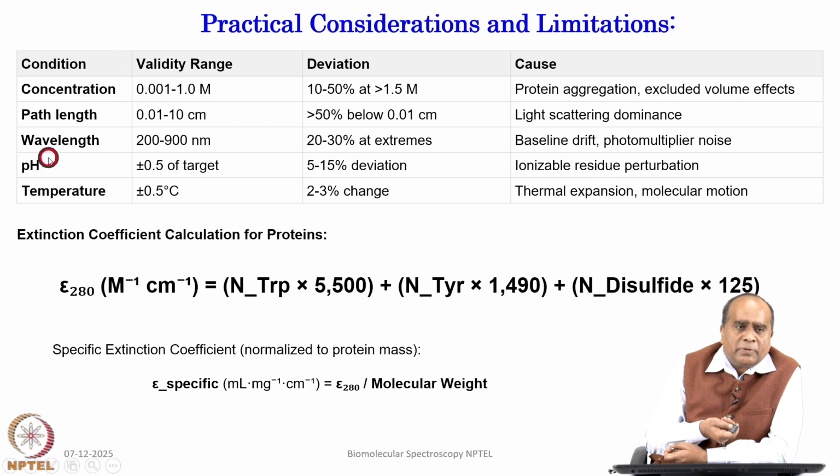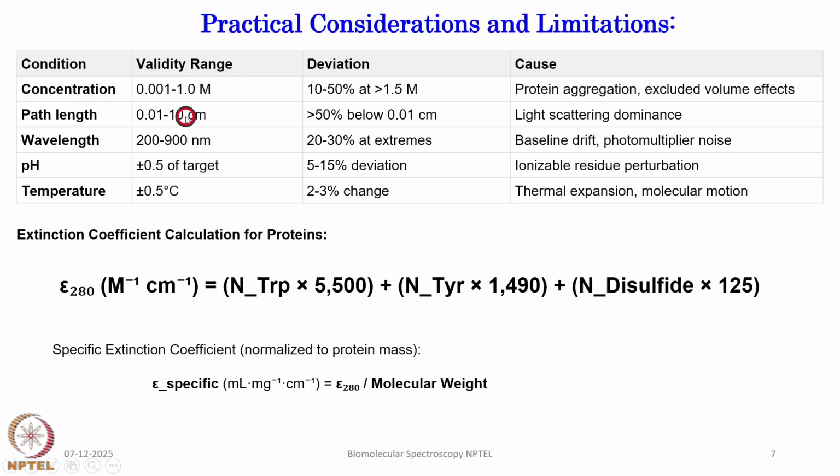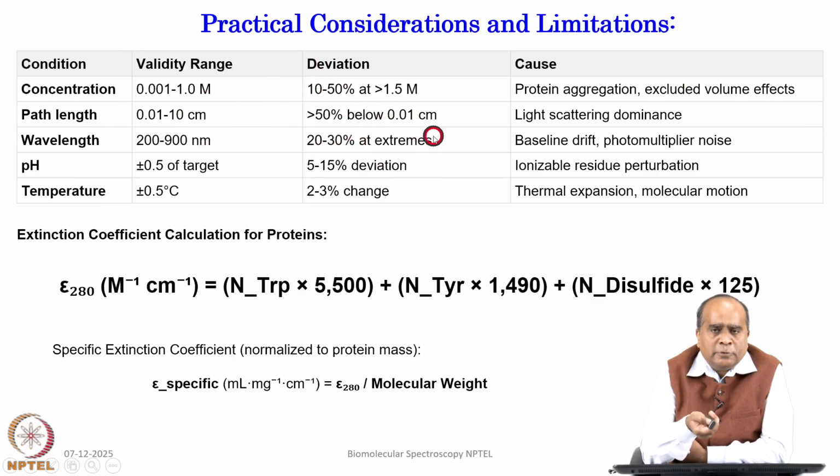So, that is what we do. Now the practical concentration and limitation of UV visible. When the concentration is high, the deviation is 10 to 50% at 1.5 millimolar, and this can basically happen because of protein aggregates or excluded volume. The path length that we are going to take is basically the shorter path length. Now, deviation can happen above 50%, below 0.1, and light scattering dominates in those cases. So, this is the practical concentration.